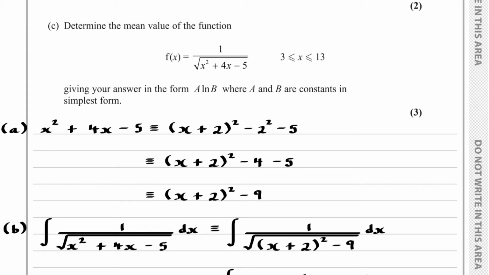Part C, we have to determine the mean value of the function f of x equals 1 over the square root of x squared plus 4x subtract 5, where x is in between 3 and 13, giving an answer in the form a times the natural log of b, where a and b are constants in simplest form.